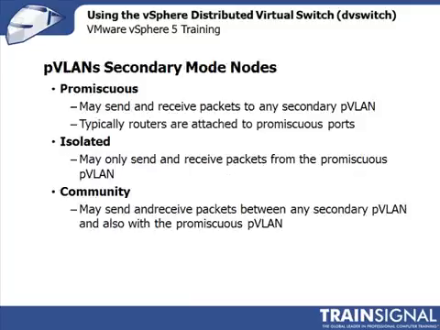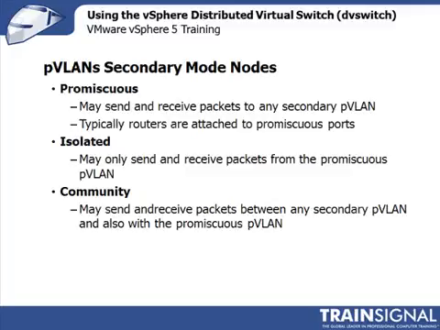Now, a promiscuous port is typically associated with a router. A promiscuous port can talk to any other port group or any other mode. So it can talk to the isolated and it can talk to community. Now, isolated is exactly what the name implies. You put a host in an isolated secondary private VLAN, and the only port it can talk to is that promiscuous or that router node or port.